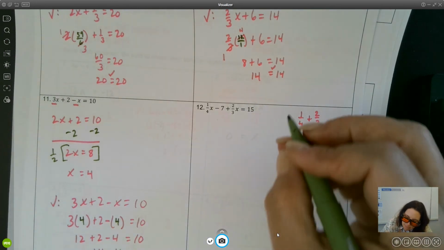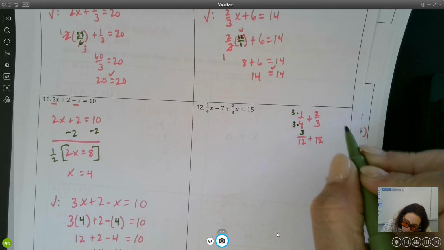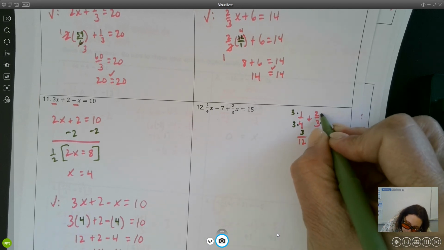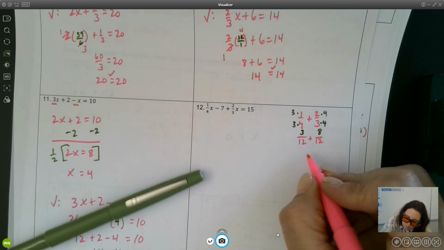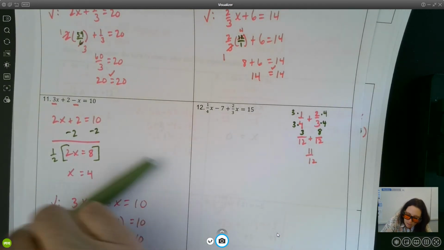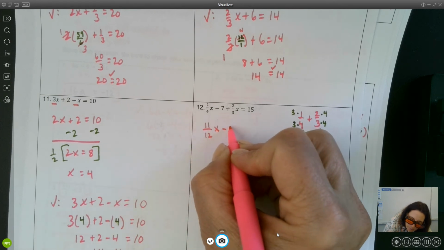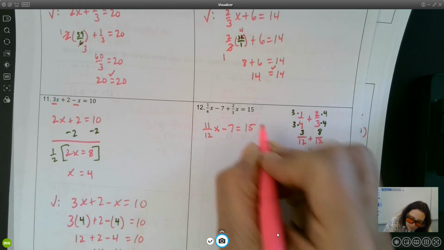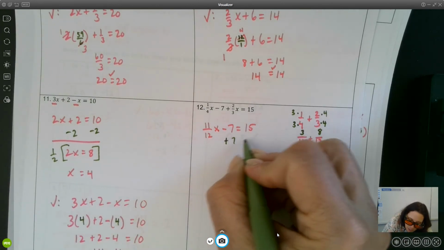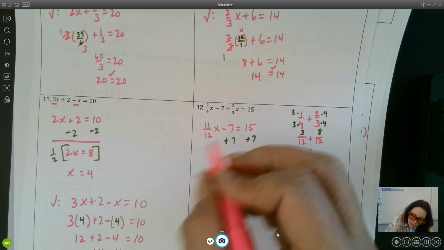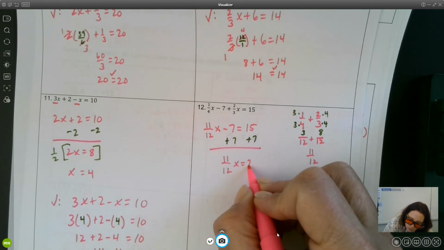I'm going to multiply by 3 here. I'm going to multiply by 4 here. And I get 11/12. Okay, so this is going to be 11/12 x minus 7 equal 15. Add 7 to both sides. 11/12 x equal 22.